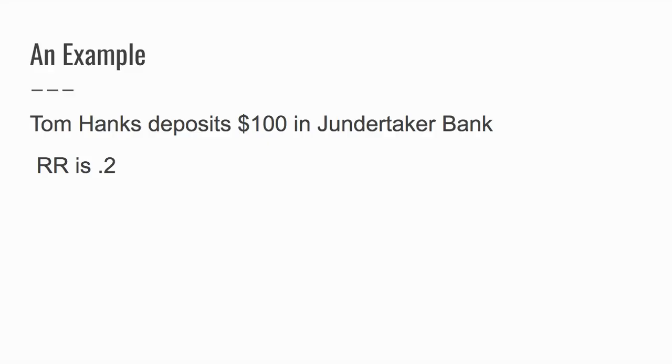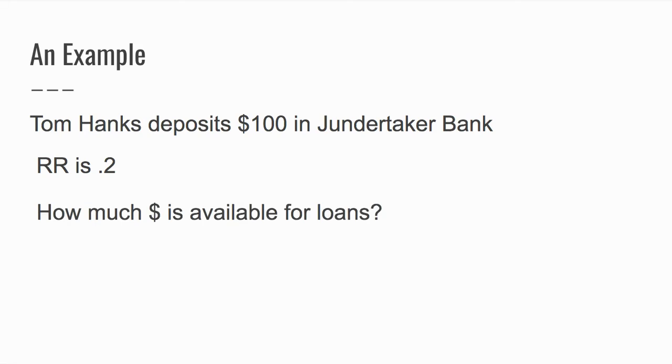We're going to do an example. If Tom Hanks deposits $100 in the Undertaker Bank and the reserve requirement is 0.2, how much money is available for loans? Give a second to think about it. It's pretty easy math. $80 is available for loans. The reason for that is I took the $100. I need to, by law, save $20 in reserve requirements, either as cash in the vault or in an account at the Federal Reserve. So 100 minus 20 is 80. I get $80 in excess reserves that I can then loan out.